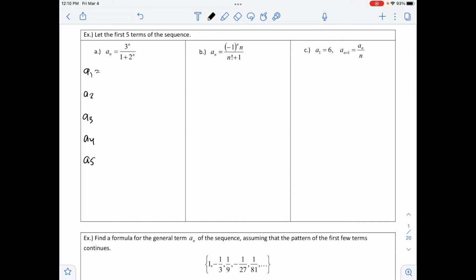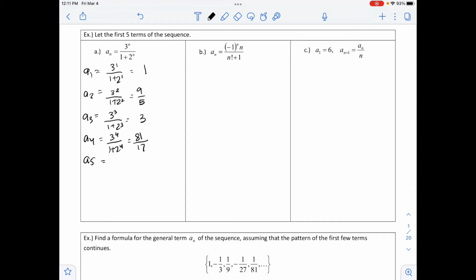So for the first value, n is equal to 1, our subscript. So we have 3 to the first over 1 plus 2 to the first. Working this out, we get 3 over 3, which is just 1. A sub 2 is going to be 3 to the second over 1 plus 2 to the second, which works out to be 9 over 5. A sub 3 is going to be 3 to the third over 1 plus 2 to the third, which works out to being 3. A sub 4 is 3 to the fourth over 1 plus 2 to the fourth, which works out to being 81 over 17.